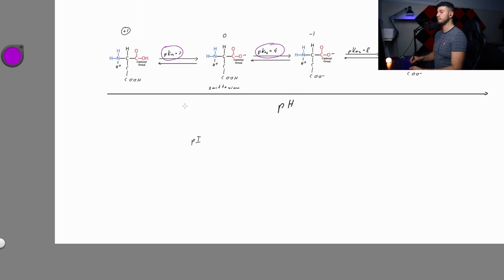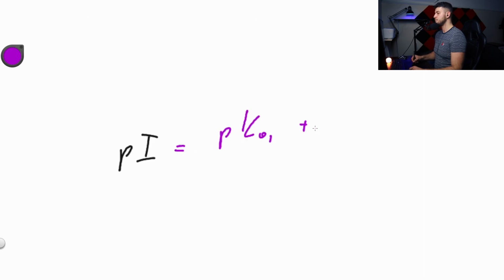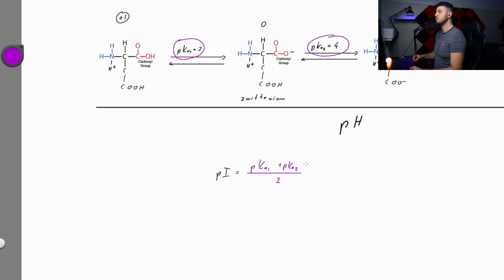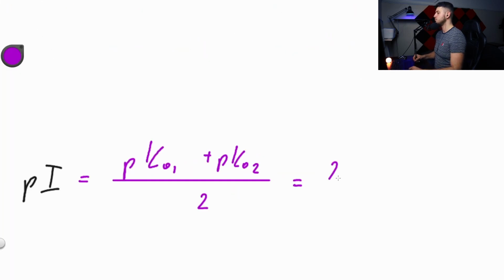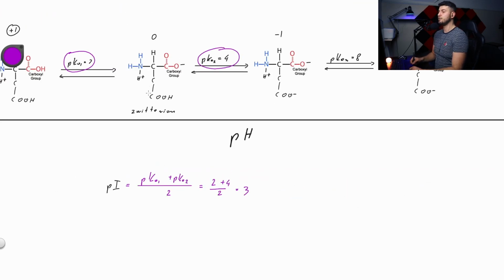We'll just take the average of these two. Let's take a look. In this case, pKa1 plus pKa2 over 2. So that would be 2 plus 4 over 2, which is 3. So at pH 3, our amino acid will be most abundant in the form of Zwitterion.